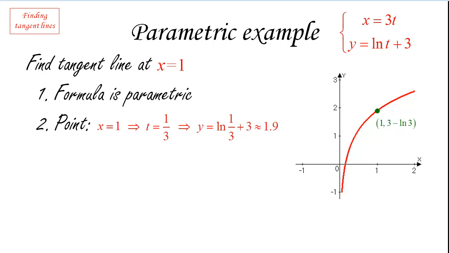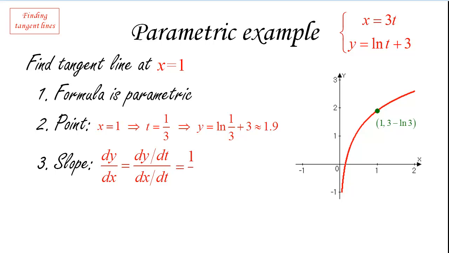Alright, so we got the formula, we got the point, now we need to find out the slope. Well, for a parametric curve, the slope is given by the ratio of the derivatives of y and x with respect to t. And in this case, the derivative of y with respect to t is 1 over t. The derivative of x with respect to t is just 3. So we end up with 1 over t divided by 3. But remember, the value of t that we are interested in is 1/3. And so if we put that 1/3 into our formula, we end up with a 3 in the numerator, a 3 in the denominator. And that tells us that the slope is actually 1.